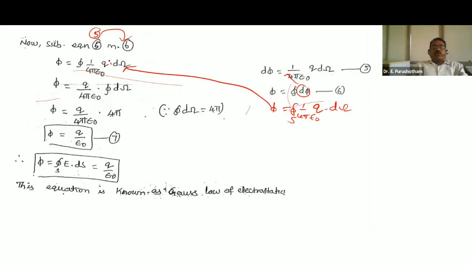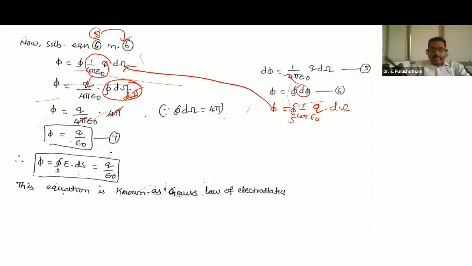But 1 into q by 4 pi epsilon naught is constant, as it is I am taking here. So remaining is this surface integral of d omega, and the surface integral of d omega is 4 pi. So 4 pi gets cancelled. Phi is equal to q by epsilon naught. Phi is equal to the surface integral of E dot ds, which is equal to q by epsilon naught. This equation is known as Gauss law of electrostatics.